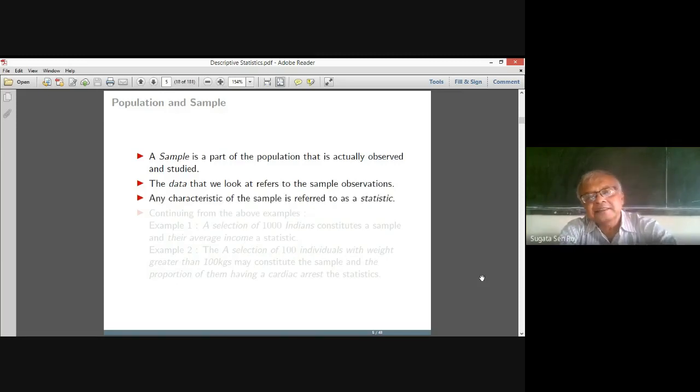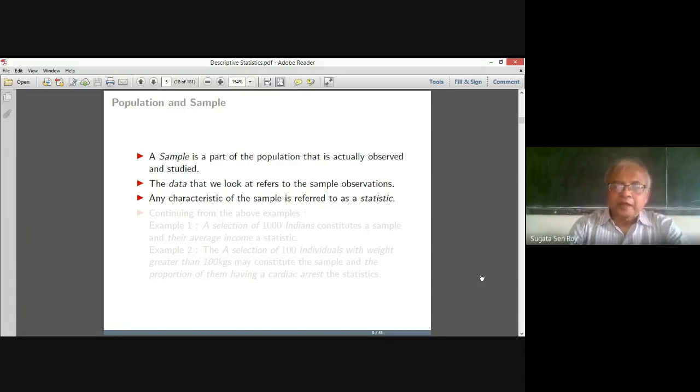And any characteristic of the sample is referred to as a statistic. So, a sample is a small part of the population. Okay, it's just a part of the population. And any characteristic of this part of the population is referred to as a statistic. I think sample is something that you are very familiar with because you have done a little bit of statistics, and most of it relates to the sample. Mind you, it doesn't relate to the population.